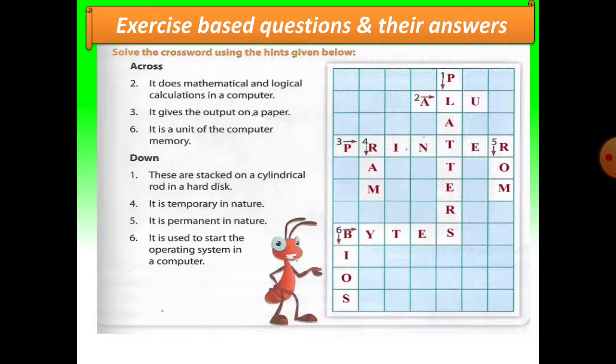Number 5, it is permanent in nature, and it is ROM. Number 5 is ROM. Number 6, it is used to start the operating system in a computer, and this one is BIOS. Number 6 is BIOS. BIOS is used to start the operating system in a computer.